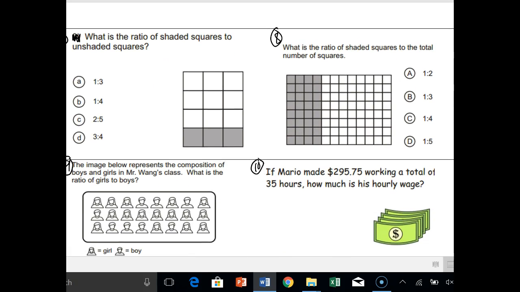Backside. What is the ratio of shaded squares to unshaded squares? So we have 3 shaded squares, and unshaded we have 1, 2, 3 by 3, so 9 unshaded squares. So not shaded to total, but shaded to unshaded. So basically we're looking at 3 to 9, or 3 over 9. Obviously, go ahead and divide both of those by 3, and we get our answer of 1/3.